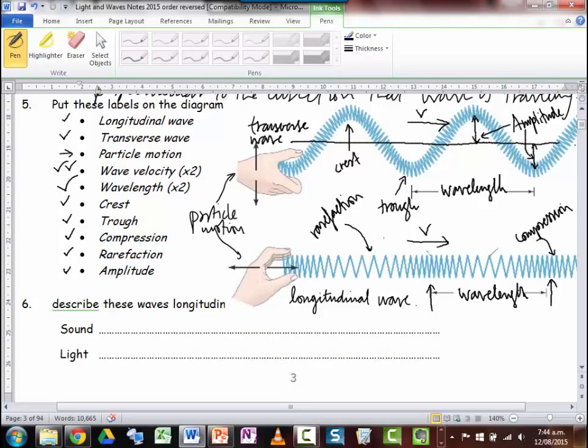Okay, this question has been cut off here. Describe these waves. What it really is asking is longitudinal or transverse, electromagnetic or mechanical. I think that's it. So sound is a longitudinal mechanical wave. Whereas light is a transverse electromagnetic wave.